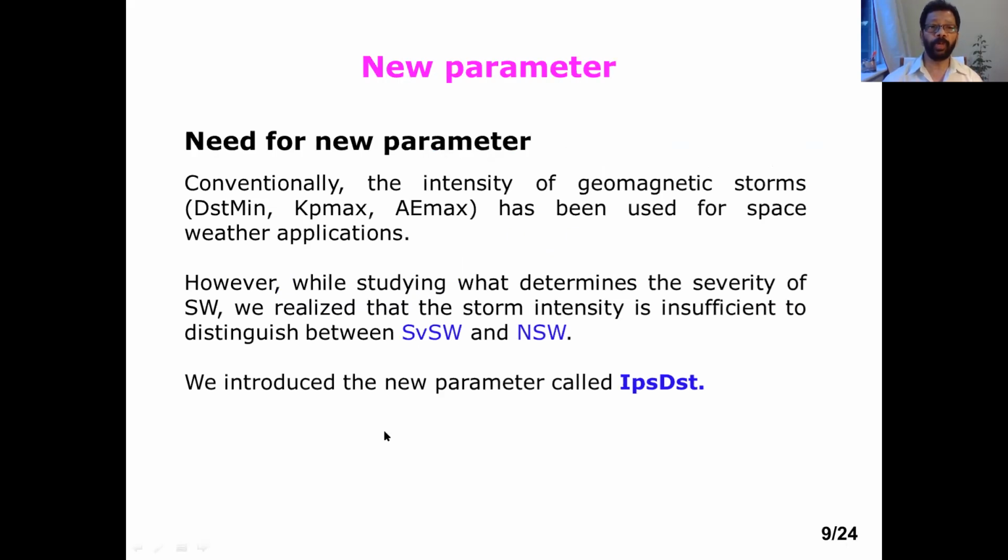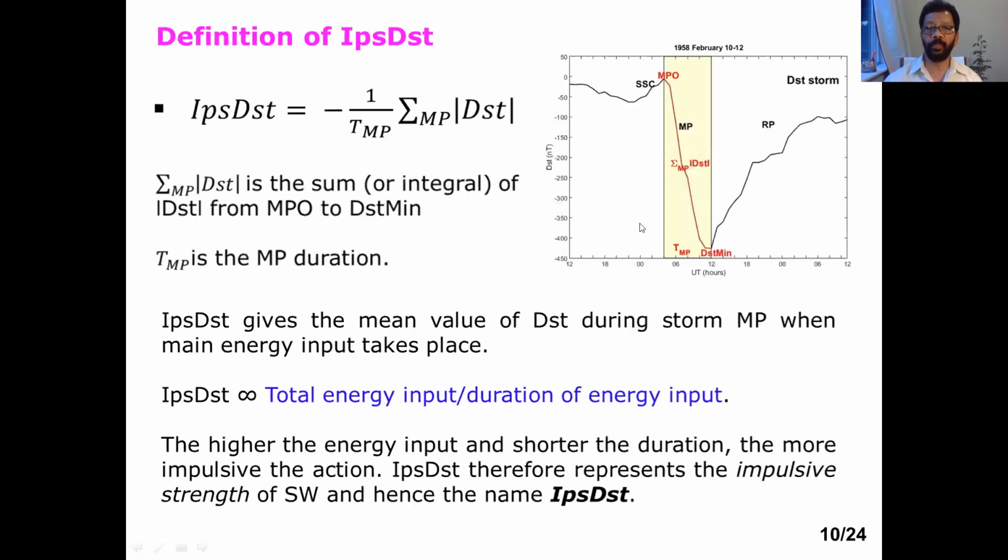Now, what is the need for a new parameter of geomagnetic storms? Conventionally, the intensity of geomagnetic storms has been used for space weather applications. However, while studying what determines the severity of space weather, we realized that the storm intensity is insufficient to distinguish between severe space weather and normal space weather. So we introduced the new parameter called IPS-DST.